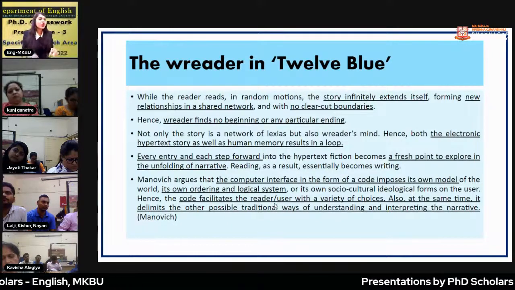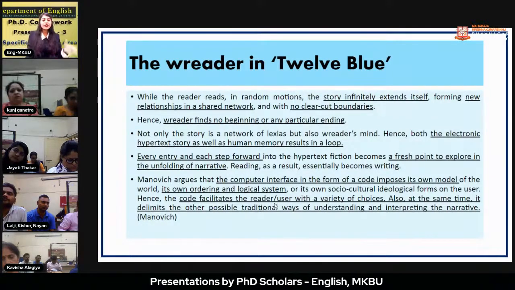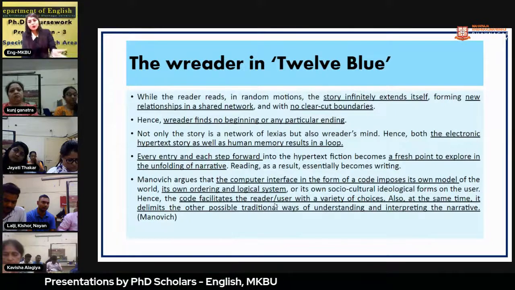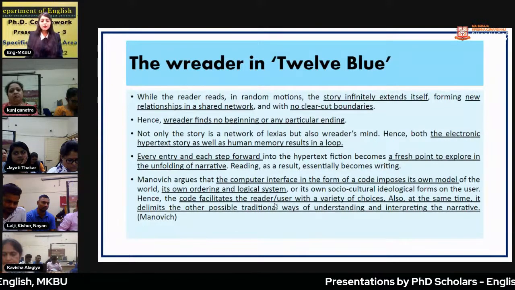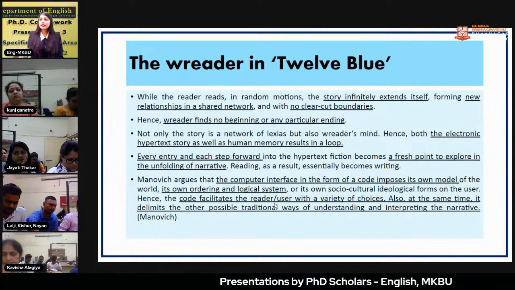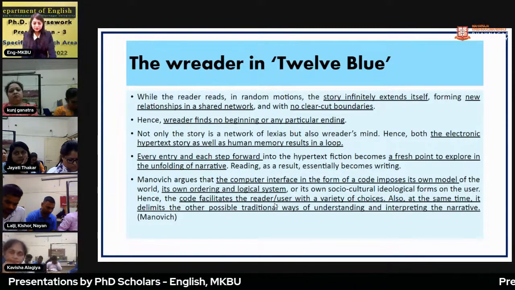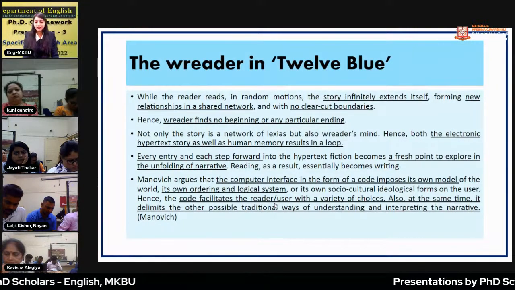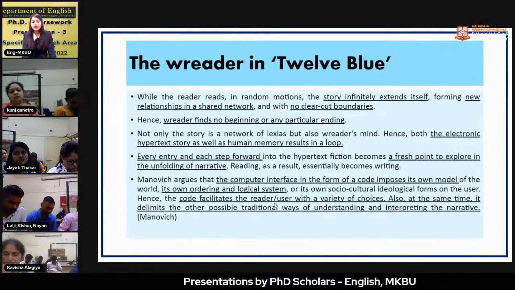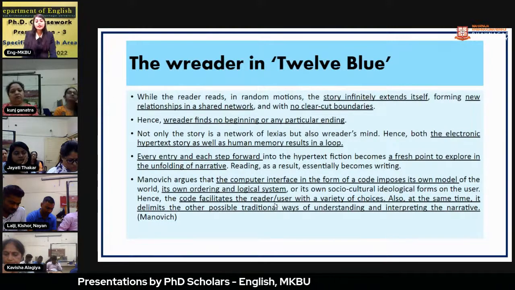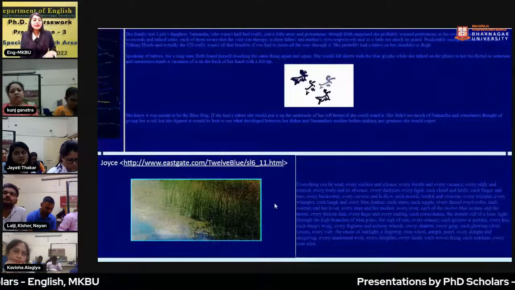There is a cycle of characters, plots, ideas, interpretations. Every entry at each step forward will lead us to a fresh point to explore the unfolding, or to unfold the narrative. So this computer interface acts as the mediation for a literary creation. So code facilitates the reader or user with a variety of choices. Also at the same time, it delimits the other possibilities, possible traditional ways of understanding and interpreting the narrative. So this is basically a new kind of thing.